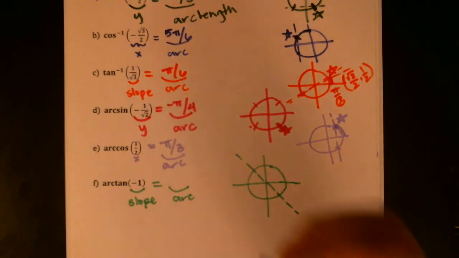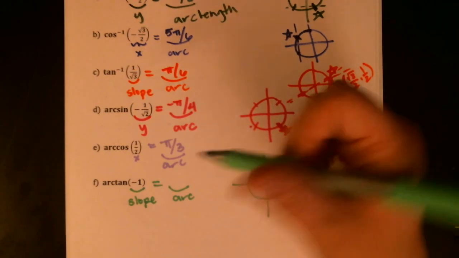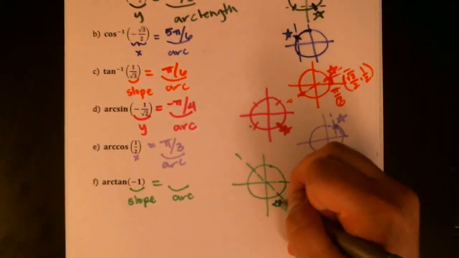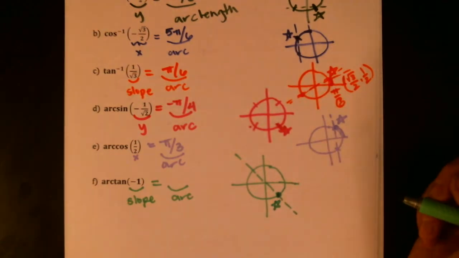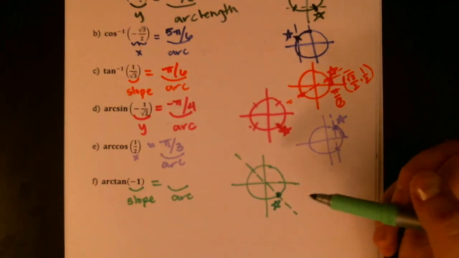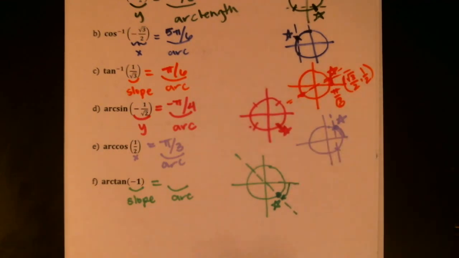So a slope of negative 1 allows you to either be in quadrant 2 or 4. Because this is arctangent, it will always put you on the right side of the circle. So this is the point that I'm interested in. And then once again, it's always going to choose the shortest possible arc length. So it's going to be this one. We're not going to go all the way around the circle to get there. We're just going to go negative a little bit.